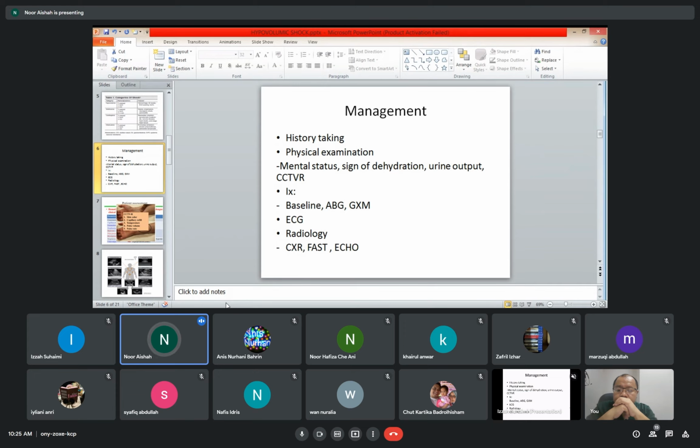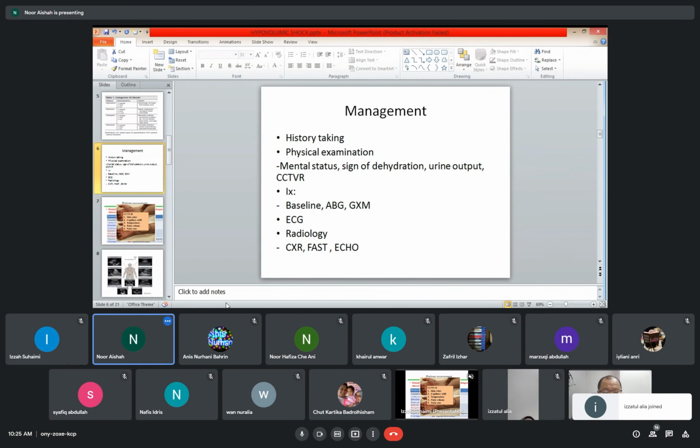Next, we proceed to physical examination. Assess the mental status. If the patient is drowsy, that means there might be a blood loss, for example a patient with GI bleed. Check for signs of dehydration, urine output and CRT. Next we can proceed to our investigations such as baseline, ABG and DSM if required. ECG to look for cardiogenic shock, and radiology: chest X-ray, FAST and echo.